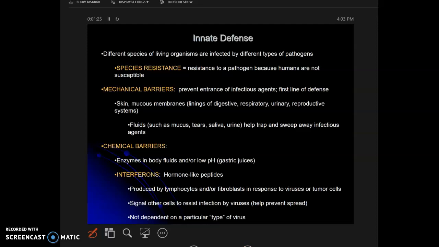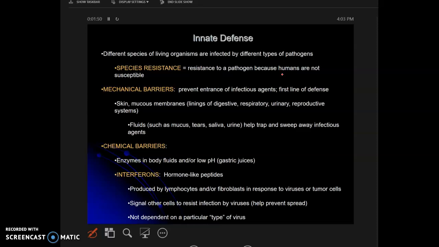So innate defense, we first start off with species resistance. So what does that mean? It means that as human beings, we are resistant to some pathogens. Okay. For example, what was all this hue and cry about COVID, corona? So corona is a virus that resides mostly in bats, right?